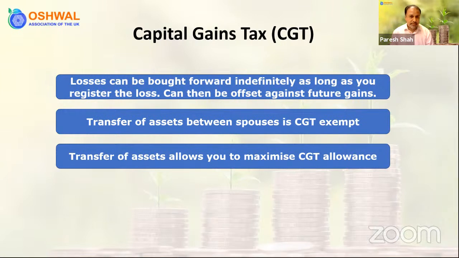The other aspect of it is that if you made losses in any particular year, you bought a property, you sold a property, you bought shares, you may have made losses. Once you register the losses with HMRC, you can carry that loss forward. So in future years, if you make a gain, you can offset those losses. So for instance, this year you bought some shares and made some losses. You could register that with HMRC, that you made a loss of, say, £10,000. In the following year, you've made a gain of £30,000. You can offset the 10,000, so your net gain is only £20,000.